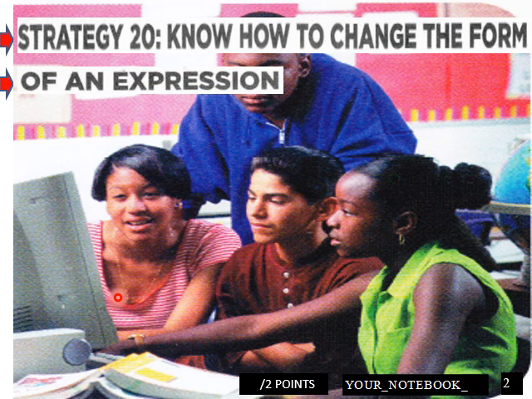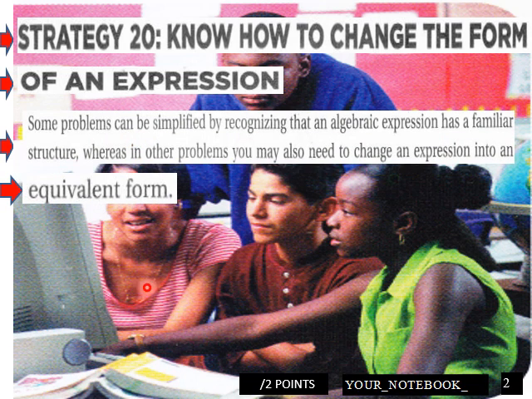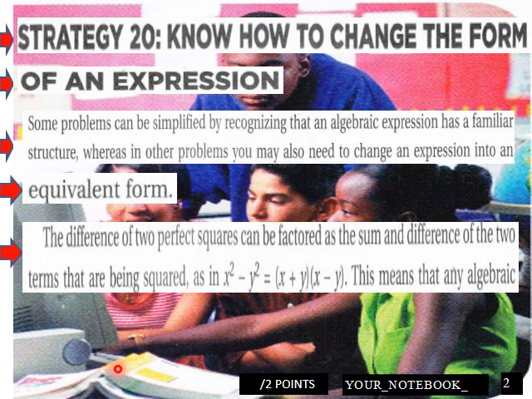Strategy 20: know how to change the form of an expression. Some problems can be simplified by changing things around. Equivalent form: the difference of two perfect squares can be factored as a sum and a difference of the two terms that are being squared, as x squared minus y squared equals this here.